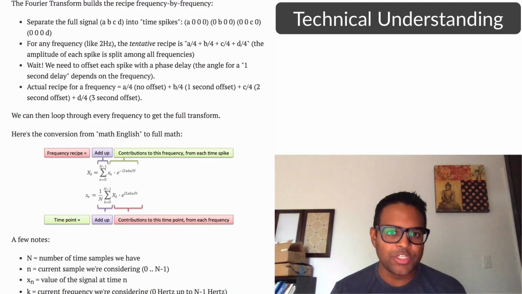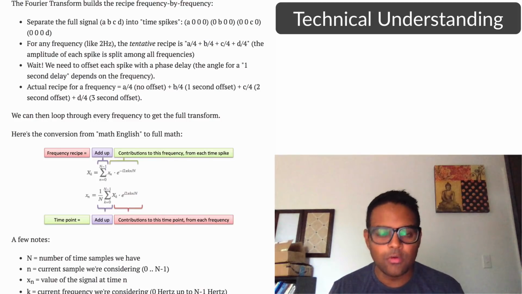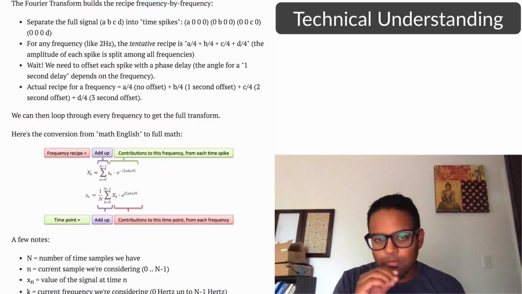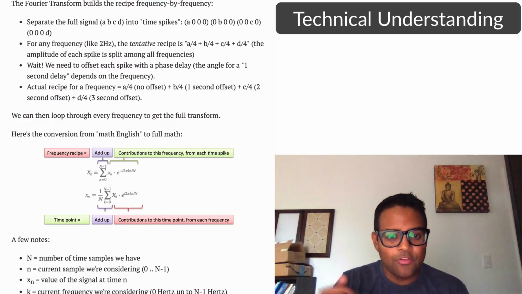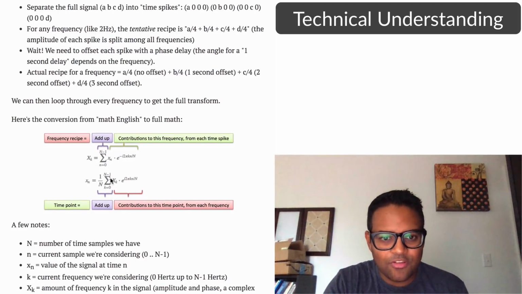So the key intuition is that we can take any signal like ABCD and separate it into individual time spikes: A000, 0B00, 00C0, and 000D, basically each individual instant. And then we can use our understanding to build up the recipe for each instant. And then we can, of course, combine them all together. So as an equation, it looks like this, and it's a little bit complicated, but here's the idea.